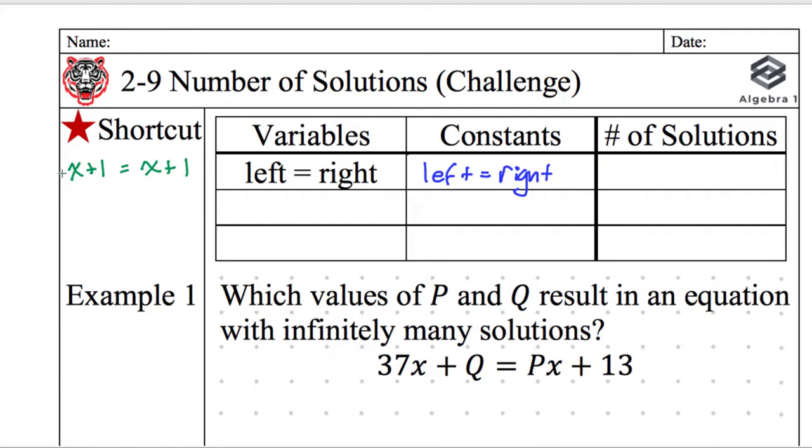The variables are x and x. The left is equal to the right. I have x and x. The constants, the left is also equal to the right. The 1 is equal to the 1. Again, constant is a fancy word for number.